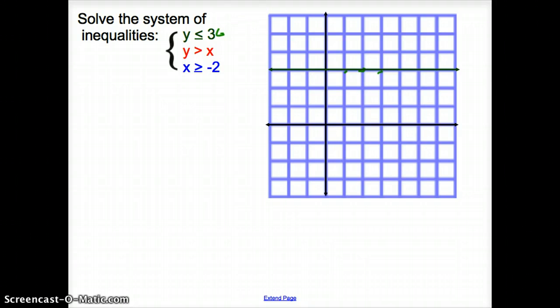Now we also have to shade this line. And I like to pick point 0, 0. You don't have to, but I like to. And so I'm going to put 0 in for y: is 0 less than 3? Yes, it is. So I'm going to shade below this line.